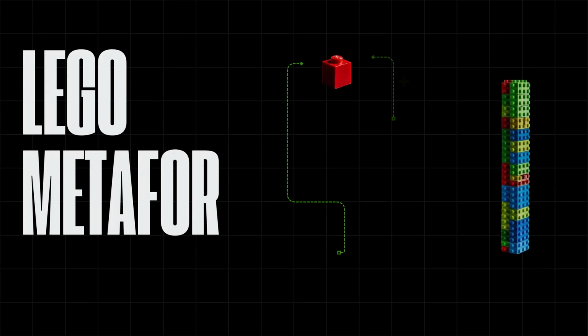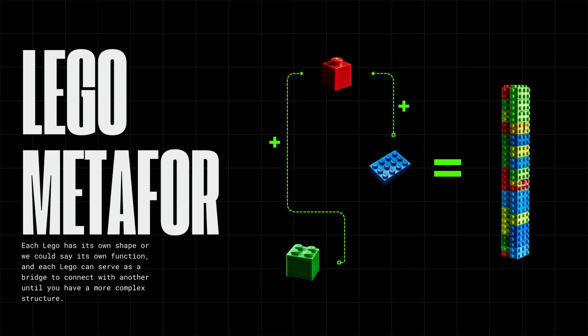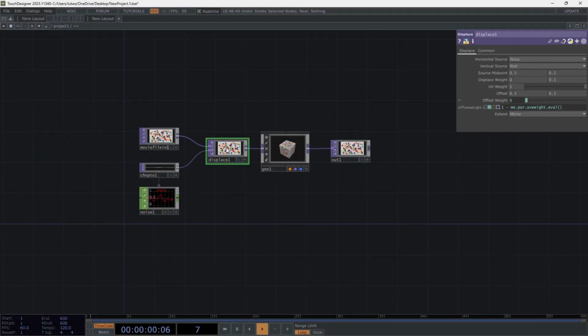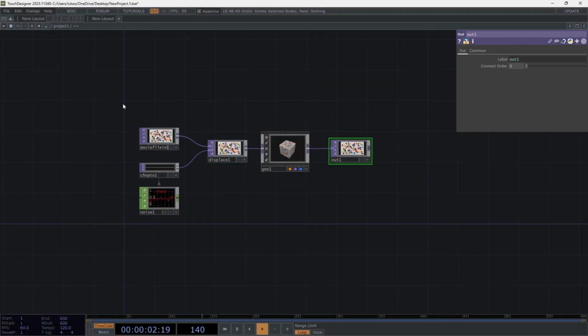Imagine for a moment that you have a set of Legos. Each Lego has its own shape, or we could say its own function, and each Lego can serve as a bridge to connect with another until you have a more complex structure. Programming with operators is the same. Each operator has a specific function, and by interconnecting with other operators, we can create a more complex structure.